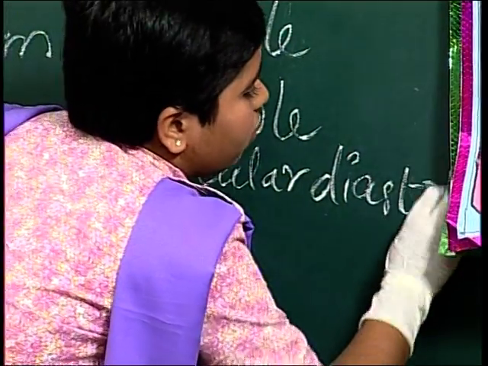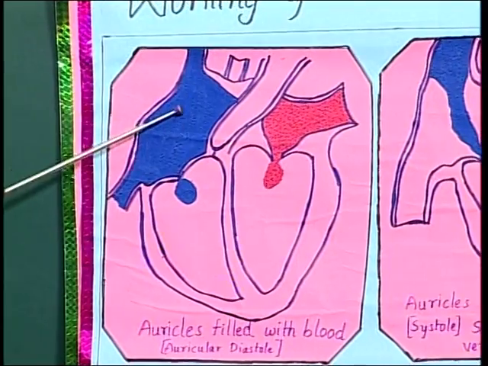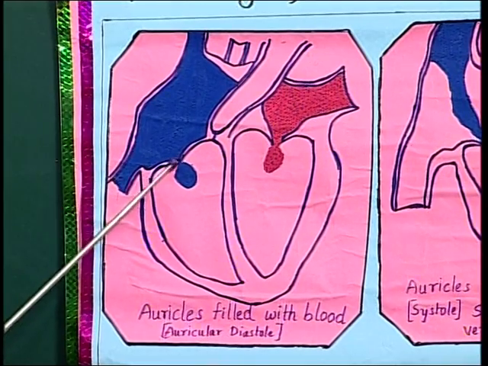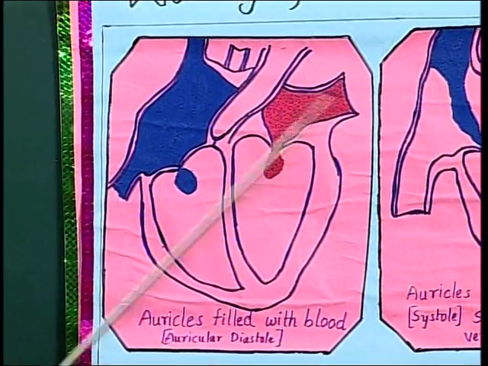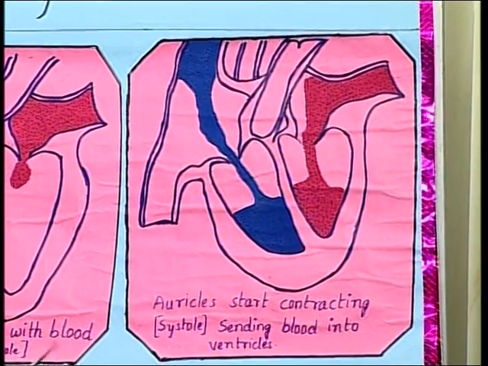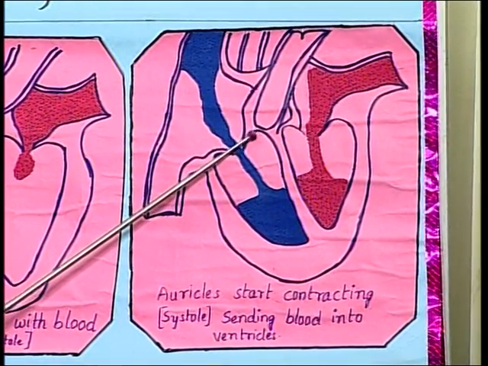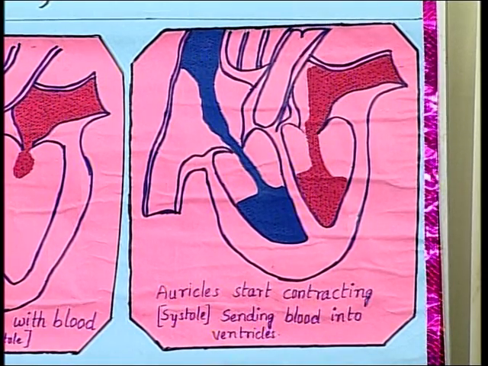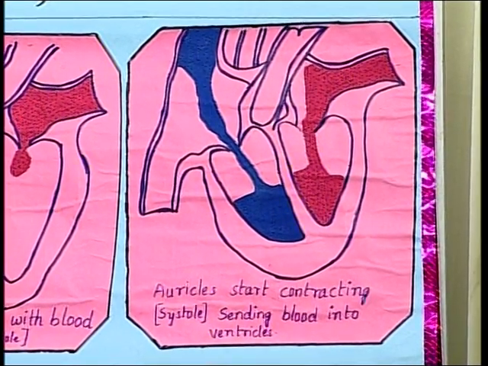Auricular diastole. Next, when the blood from the auricles enters into the ventricles, the valves which were opened get closed. When they are closed, the auricles again begin to fill with deoxygenated blood in the right auricle and oxygenated blood in the left auricle. After the valves get closed, the auricles are fully filled with blood, so again they begin to contract. So, this is called auricular systole.